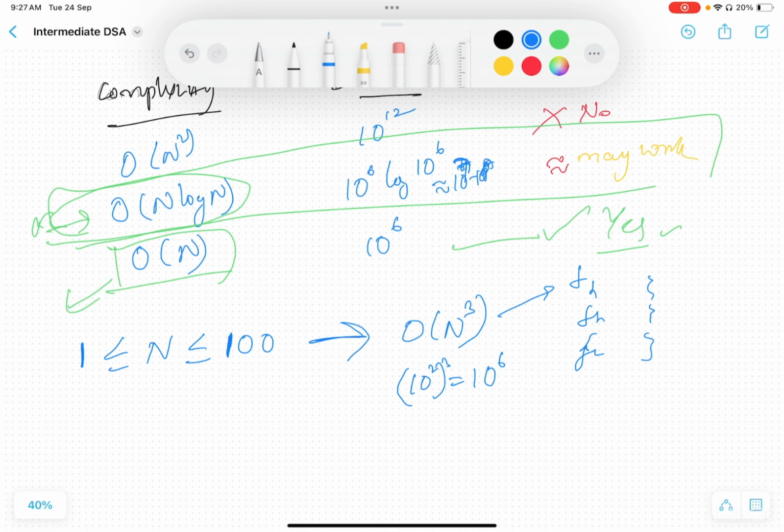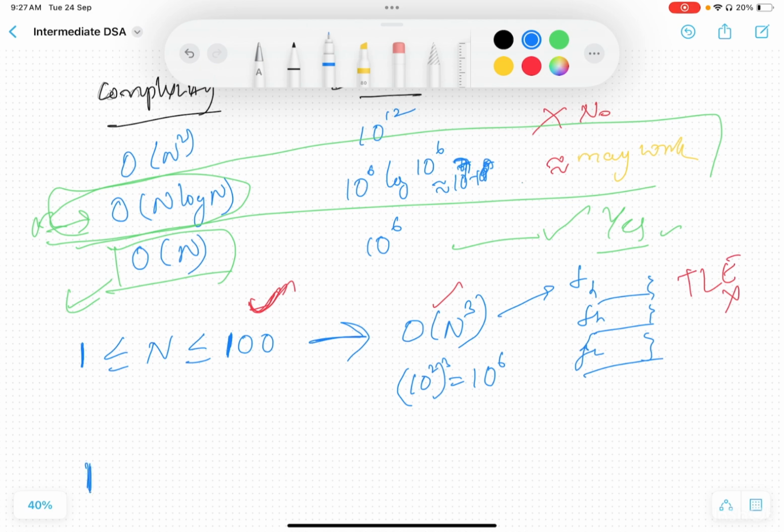Generally, people have a notion that if it is 3 for loops, order of n cube, you will surely get time limit exceeded. Now this is not dependent on order. It is actually dependent on the given constraint of the question. So if you are seeing in the question that the constraint is around 1 to 100, you can go for order of n cube as well.